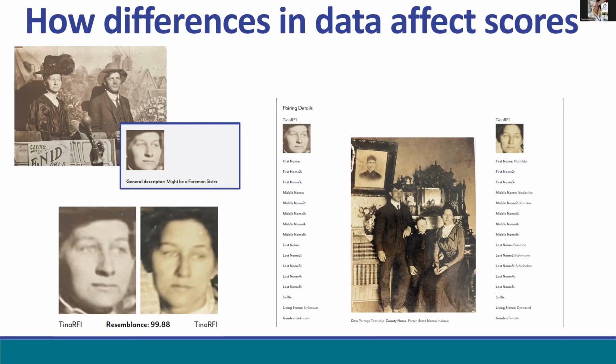This unknown woman made a very nice pairing seen here, and she paired with my great-grandmother Matilda. And you can see that I have a lot of data provided for Matilda. Since I provided no data for the unlabeled photo, not even a gender or a living status, then our resemblance score really reflects only the likenesses between the faces. And you can see here that they're still very, very similar at 99.88.